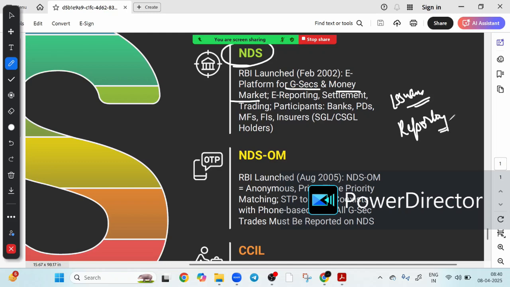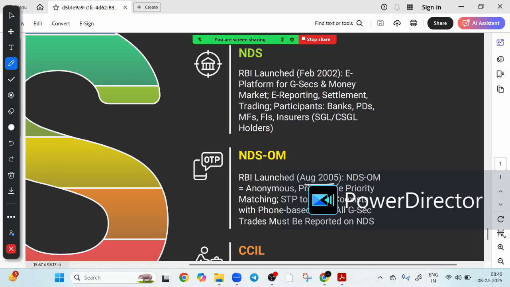It is to streamline government security trading and ensure transparency in the debt market. So that is called NDS. What is NDS? Negotiated Dealing System Order Matching. It was upgraded in 2005, right, with NDS-OM, the order matching system.